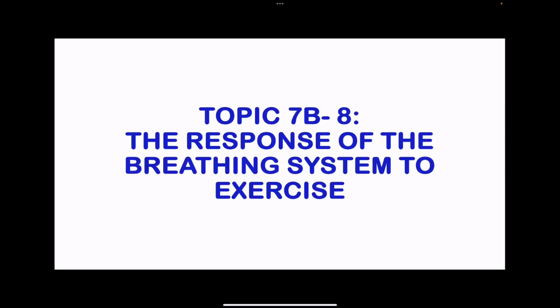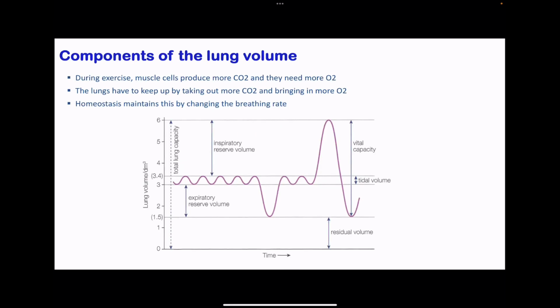Moving on to topic 7b8, the response of the breathing system to exercise. We begin by looking at the components of the lung volume. We know during exercise, the muscle cells will need more oxygen, but they're going to produce more carbon dioxide, so the lungs have to function better, or the intercostal muscles have to be triggered to function better in order to bring in more oxygen and get rid of the carbon dioxide.